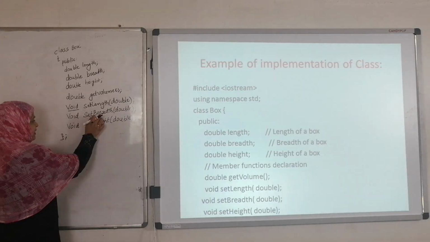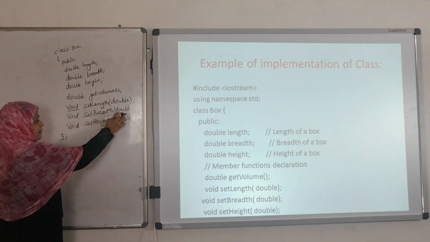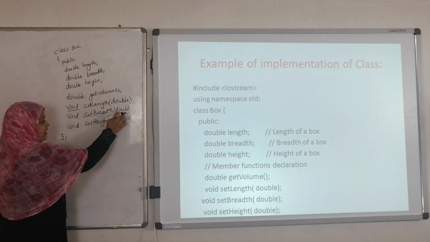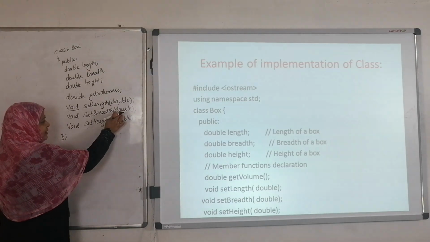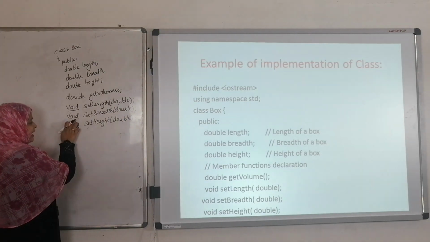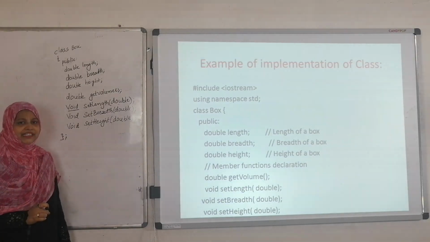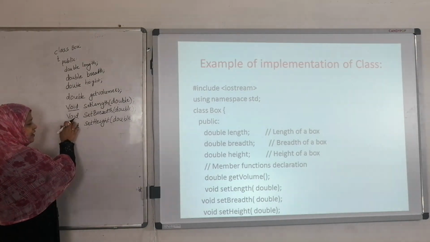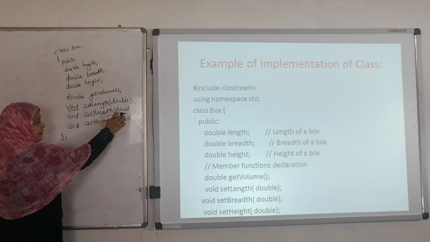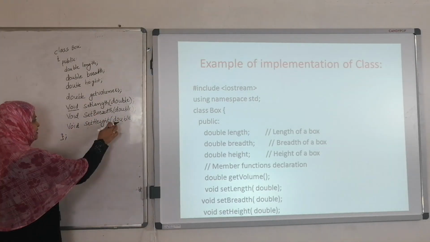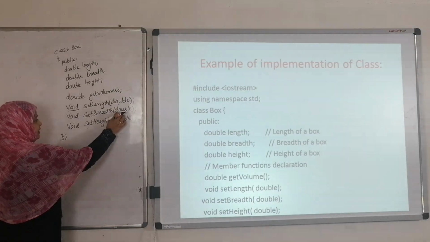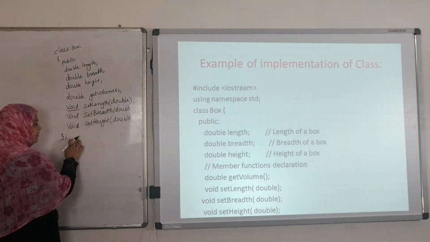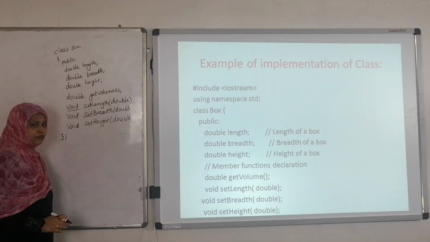Next one is set breadth. Here we are going to pass one parameter, and the data type of that parameter is double, and the return type is void. We are not going to return anything to the function main. That's the reason we write void here. We pass only one parameter, of double data type.